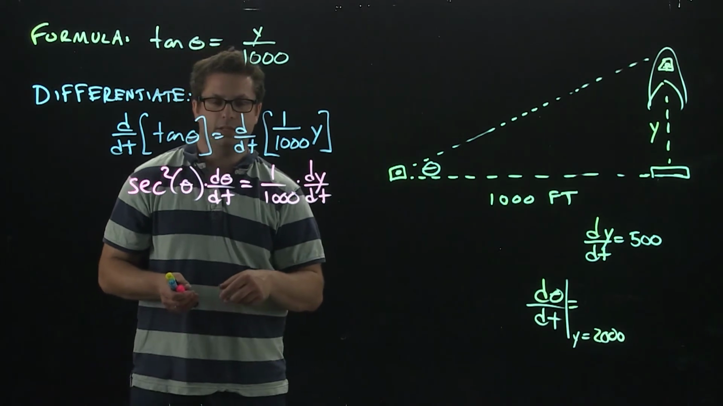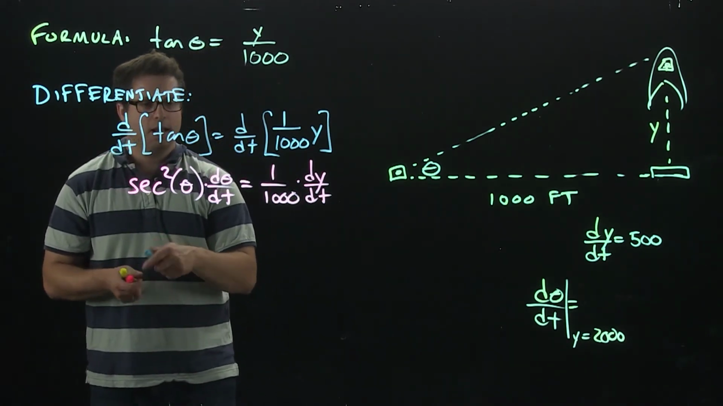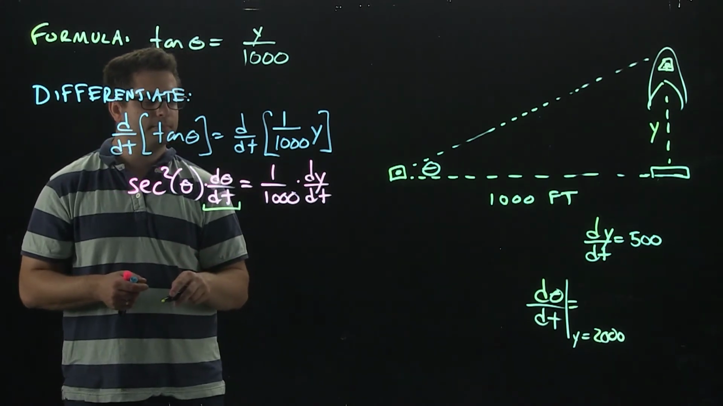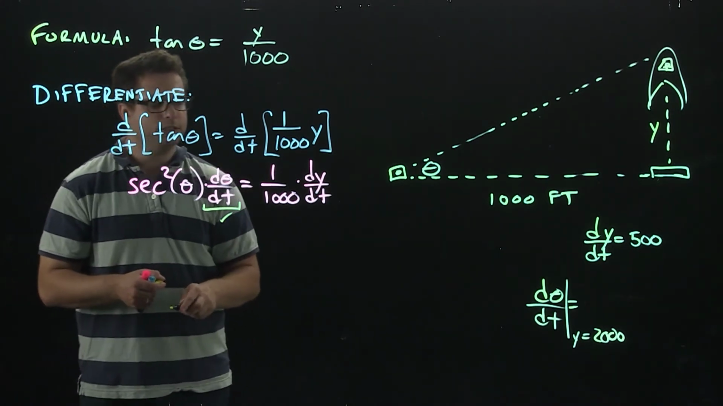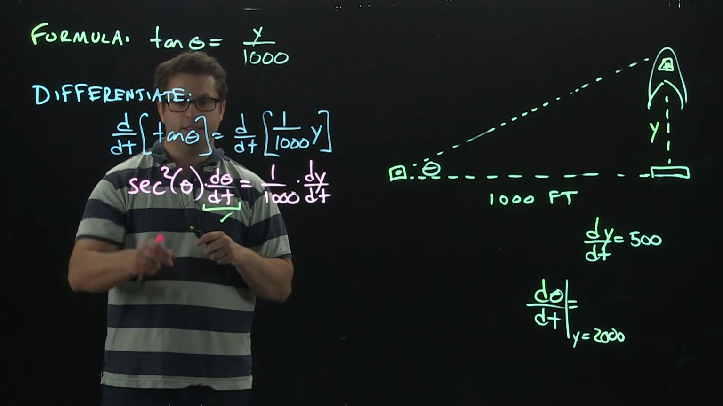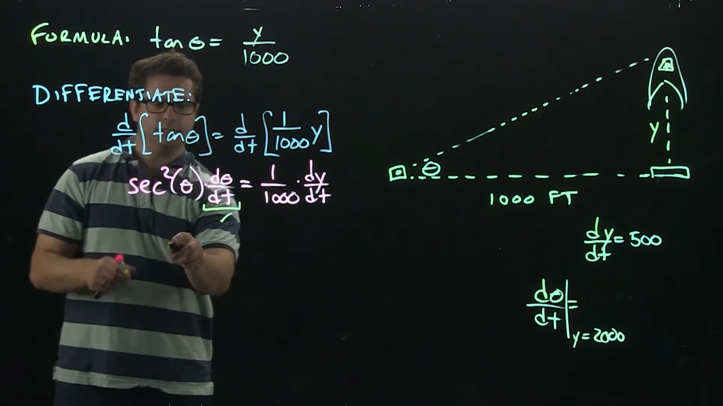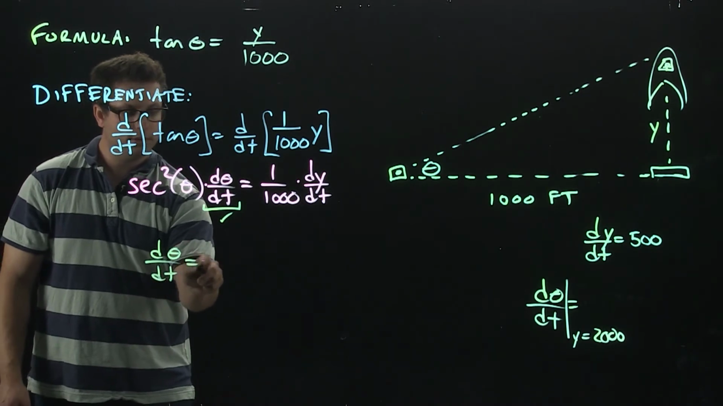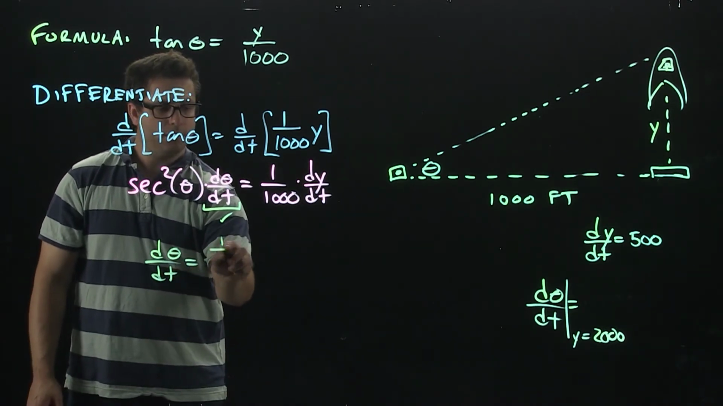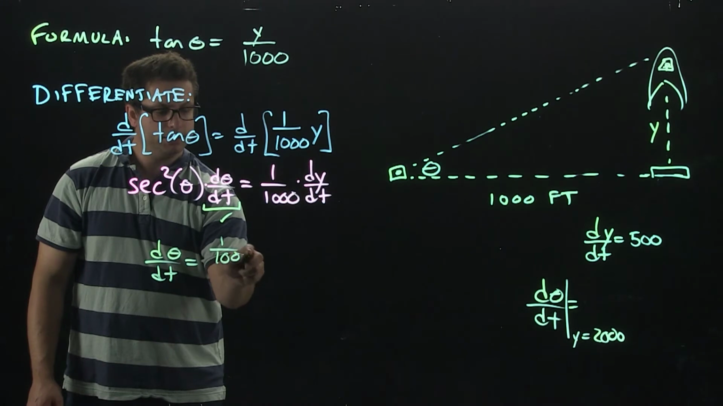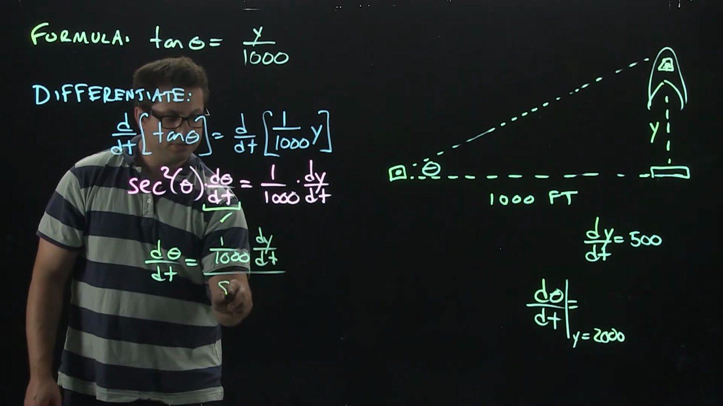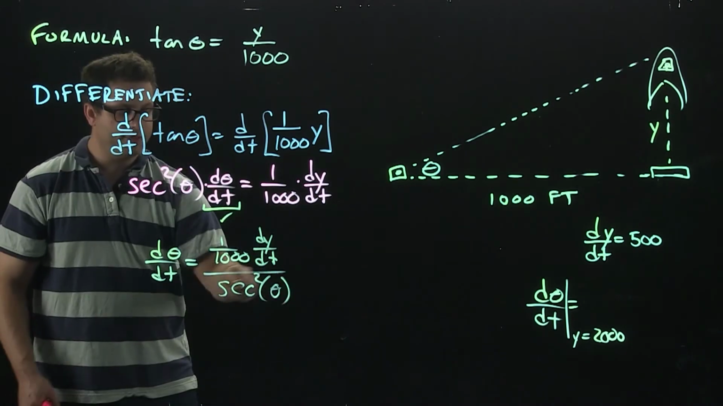Okay, now that I've taken the derivative, let's figure out what we need. I am trying to solve for this dθ/dt right here. So that's what I want. So let's go ahead and divide the secant squared over to the other side. So that's going to be 1 over 1,000 times dy/dt all over secant squared of theta.